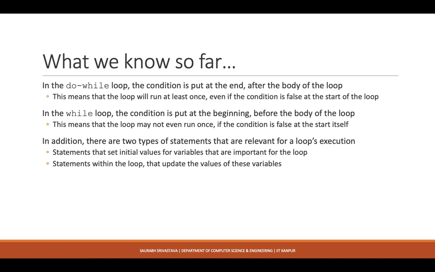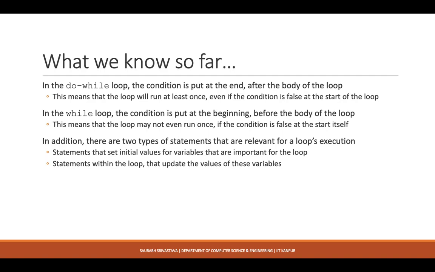Now, in addition, we also realize that there are two more types of statements that will be there if we are trying to write a loop. There will be certain statements where we will try to set certain initial values for important variables. These important variables are basically the variables which are being used heavily inside my loop's body. Basically, my loop's body actually depends on these variables, and then within the loop, I also have to write certain statements which update the values of these variables.